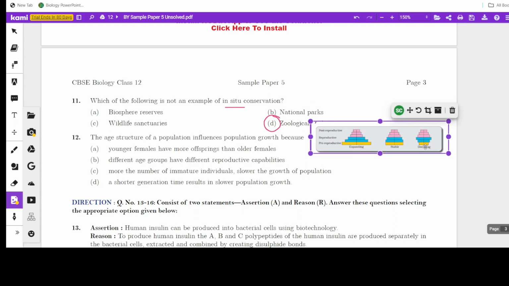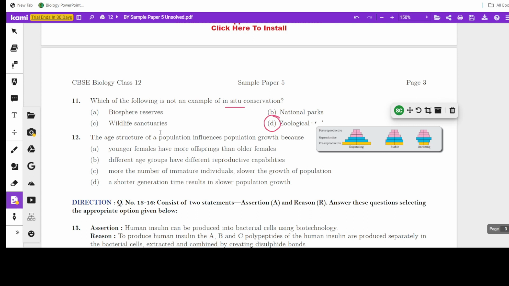See, if the pre-reproductive group is less, this is a declining pyramid, because the number of people who are about to reproduce is less. The post-reproductive or reproductive phase is more. So there is a chance that they will be entering the post-reproductive stage very soon. So that pyramid will be declining. Okay. So now let's see the question.